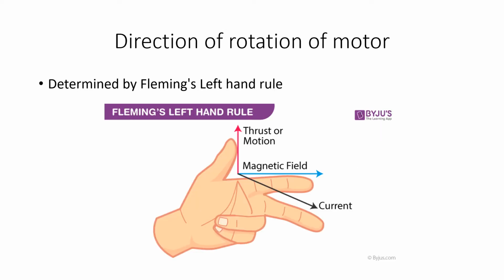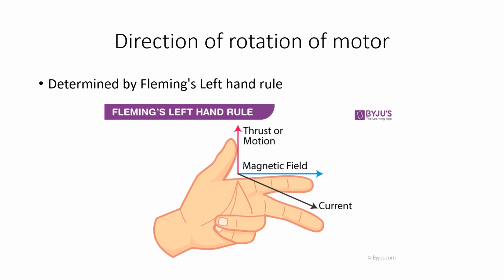Now, the direction of rotation of the motor. How can we find the direction of rotation of the motor? Because there will be some torque, how can we find the direction? For the direction of the torque, we can go for Fleming's left hand rule.